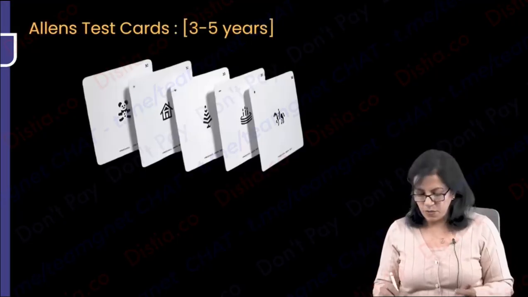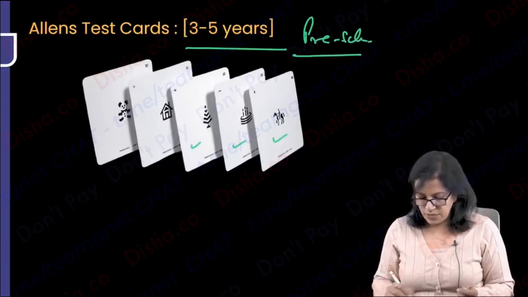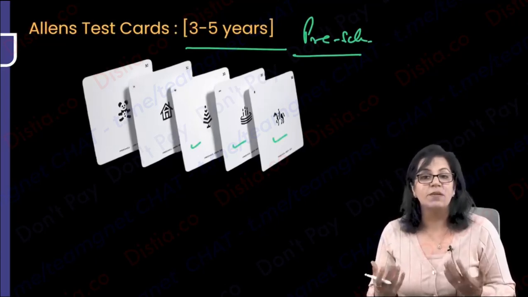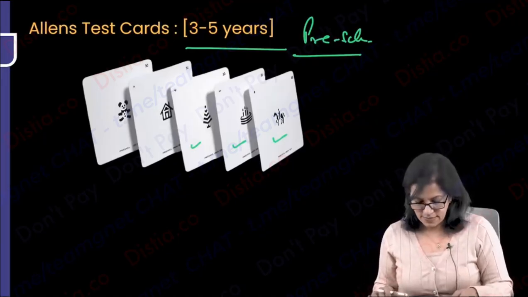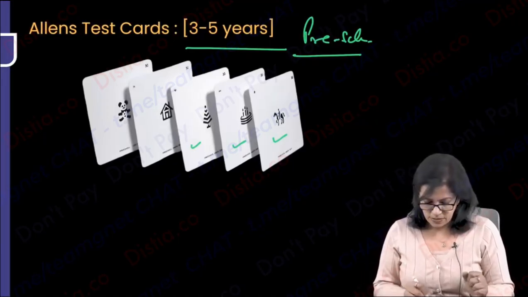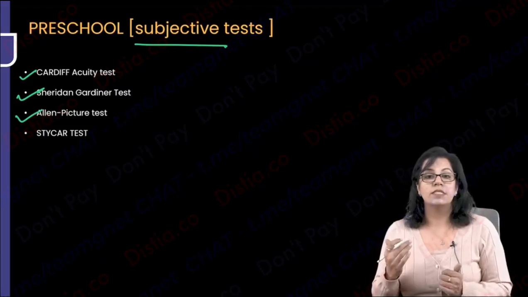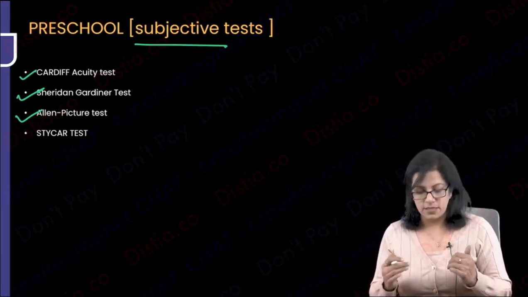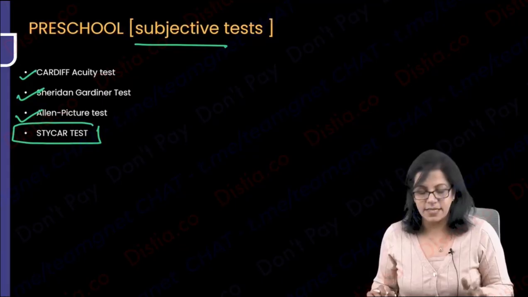test card, again for the preschool only. So what is this Allen's test card, where you are getting the different pictures and the patient is asked whether he can see what is made in this. So you can identify the picture. That is called Allen test cards. Let's see a list. So it was Sheridan, Gardner, Allen picture. Now we talk about what is the Stycar test. So if the child is mentally retarded, it is recommended to go for this test, that is the Stycar test. What is Stycar?